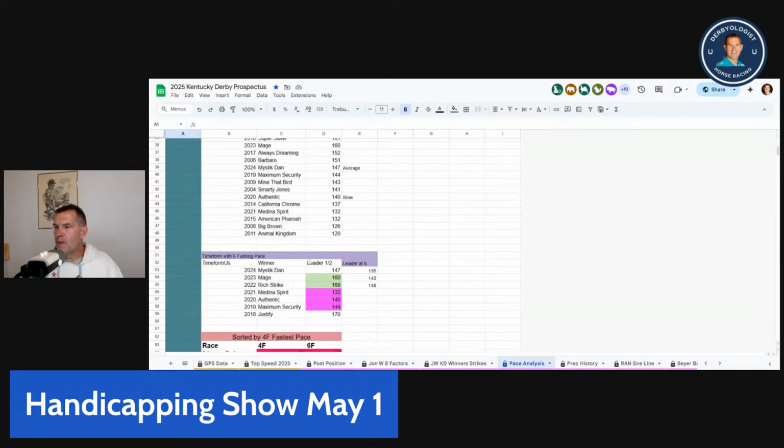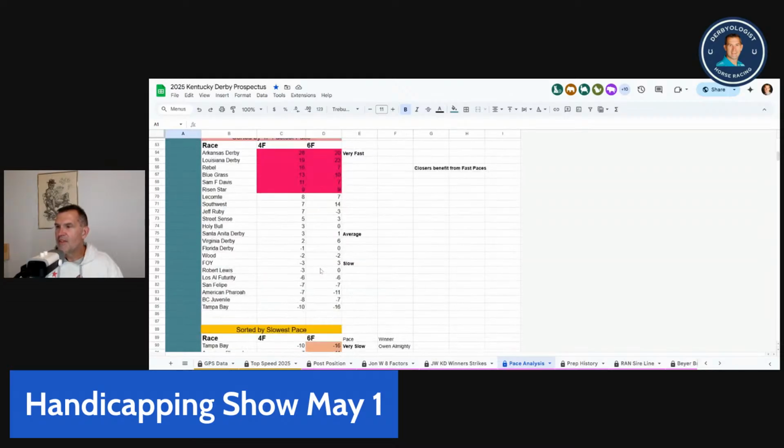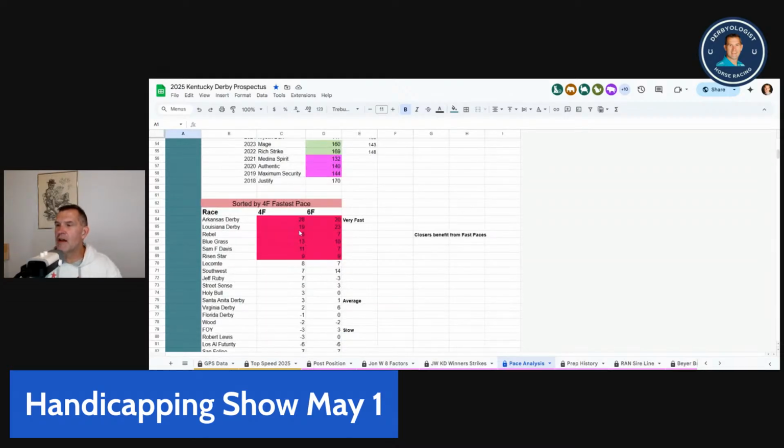Then I've got it sorted by the leader at the half the last few years. Then the fast paces this year on the trail, the fastest paces were the Arkansas Derby, the Louisiana Derby, and the Rebel. And what all those races have in common is they were all won by closers.